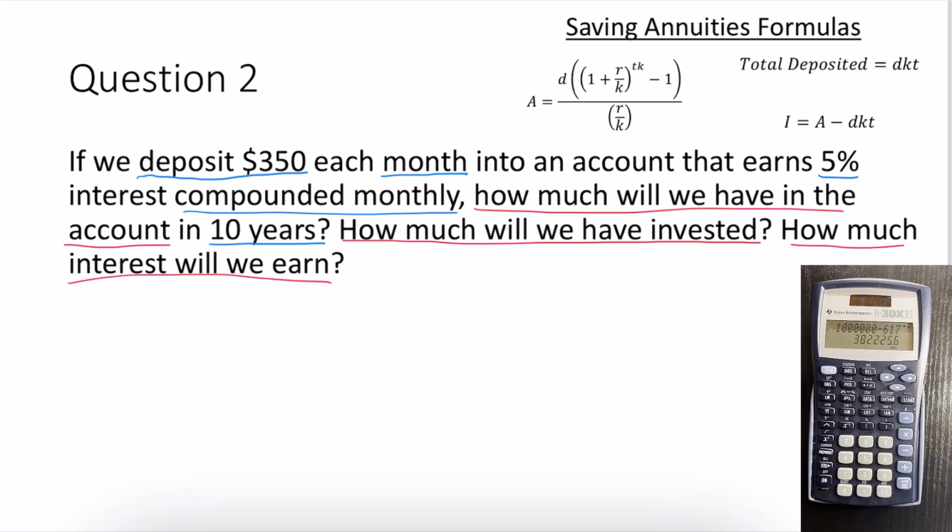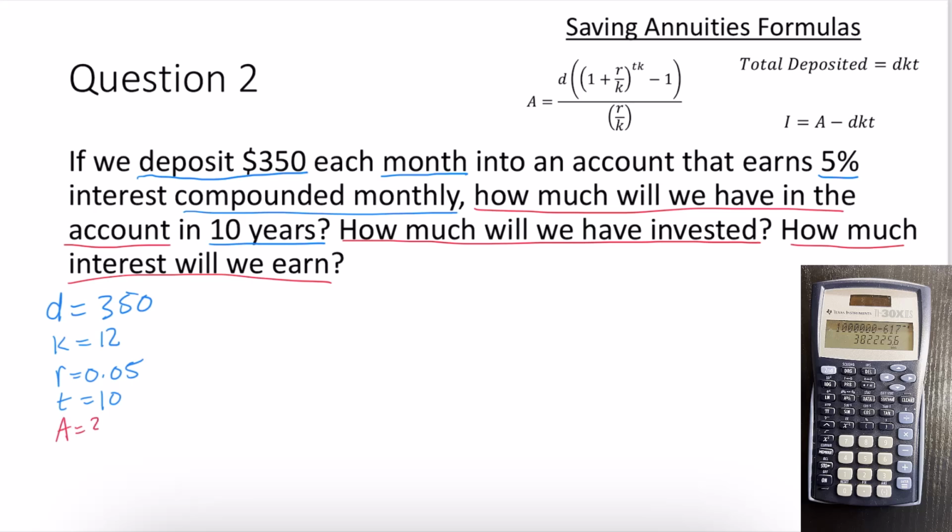So in this case, D equals 350, since we're depositing it each month, and also because the interest is compounded monthly, those should match. Sometimes you're only given one of those, but in either case, that tells us that K equals 12 because there's 12 months in a year. And then the interest rate is 5%, and the number of years that we're doing this investment for is 10. And we're asked to find the amount in the account in 10 years, which is A.